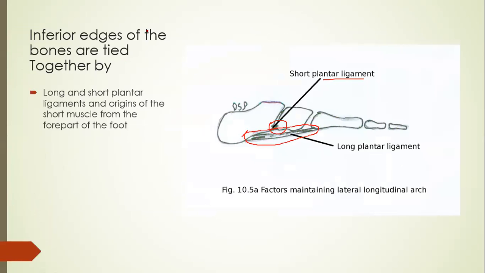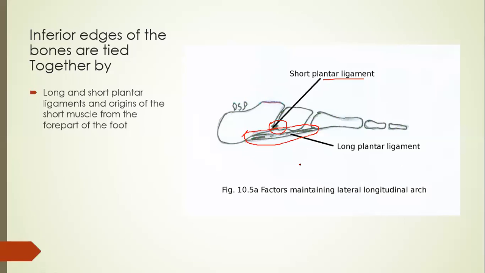Now on the lateral longitudinal arch, the lateral side of the foot, there are the short plantar ligament and the longer plantar ligament. This one is the shorter and the longer, from the calcaneus to the cuboid and the metatarsals. This is the longer and this is the shorter plantar ligament.